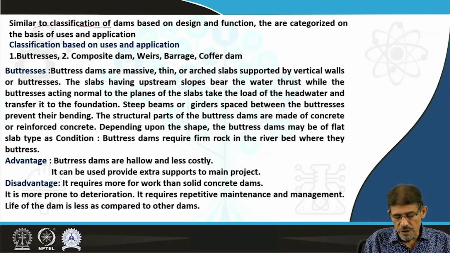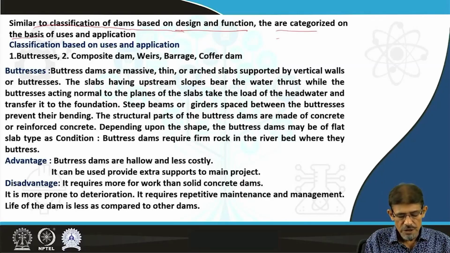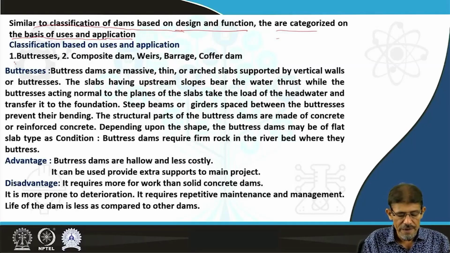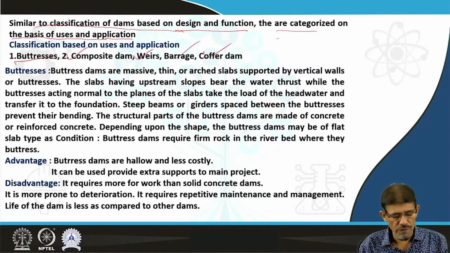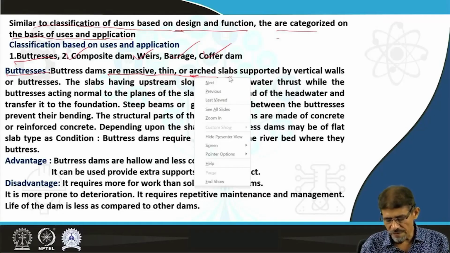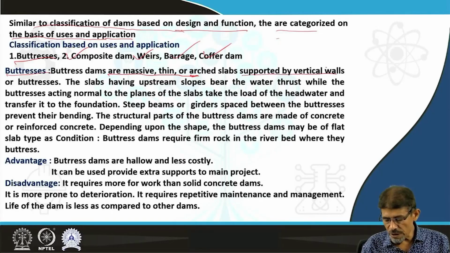Similar to the classification based on design and functions, some of the supportive dams we categorize as buttress dam, composite dam, weir, barrage and coffer dam. The buttress dams are massive, thin arch slabs or flat slabs supported by vertical bars or buttresses. Buttresses are utilized for the support.